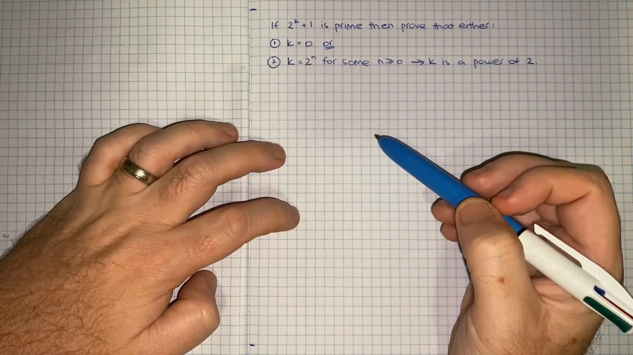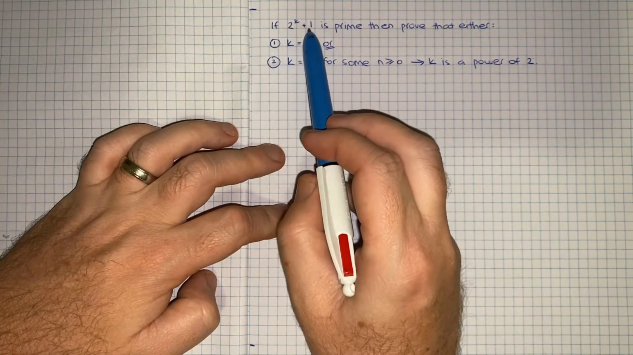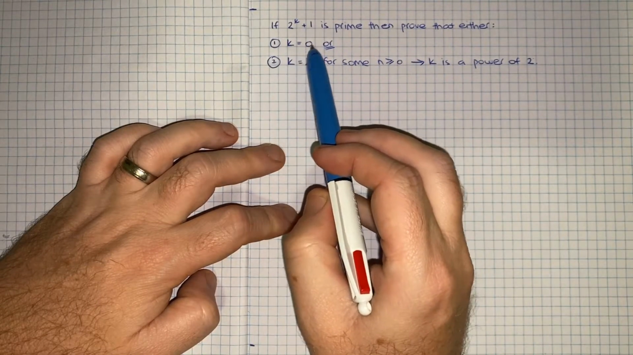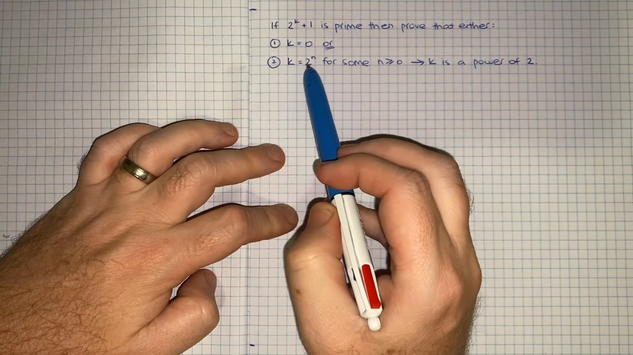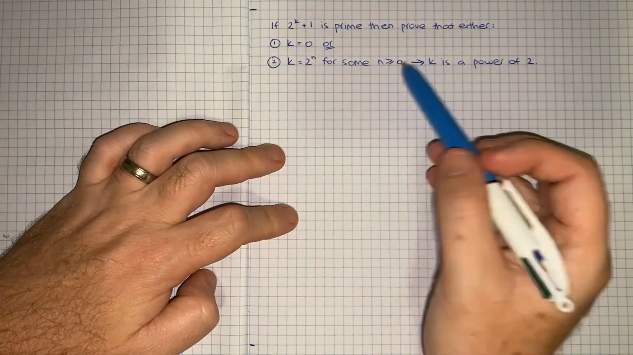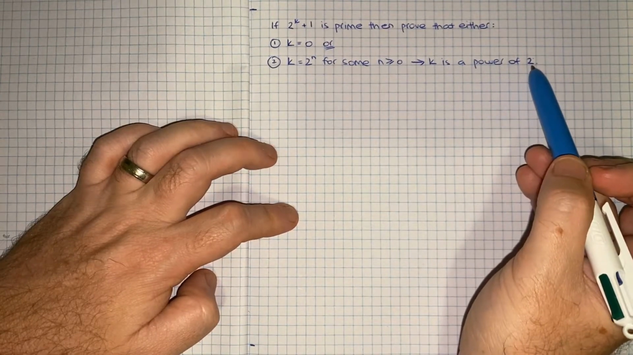In this video, I'm taking a look at a proof question which says: if 2 to the power of k plus 1 is prime, then prove that either k is equal to 0 or k is equal to 2 to the power of n for some n greater than or equal to 0. Another way to think about that is that k must be a power of 2.